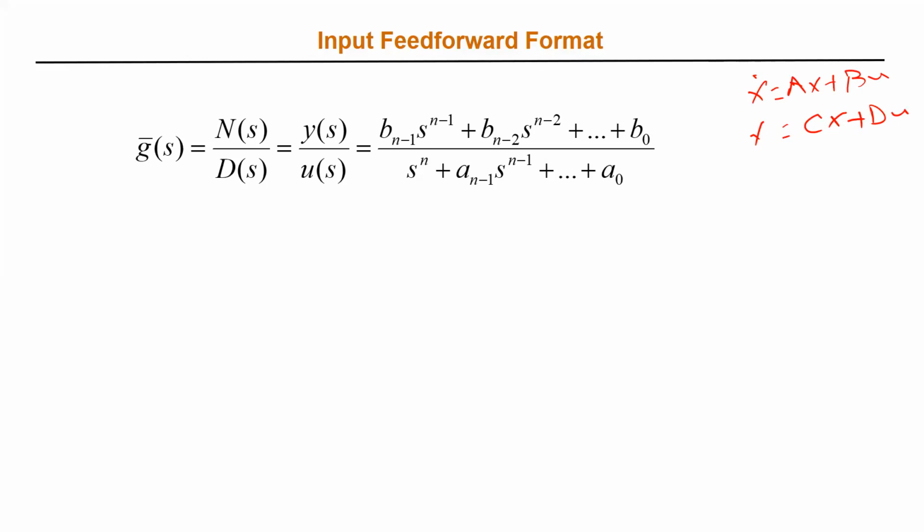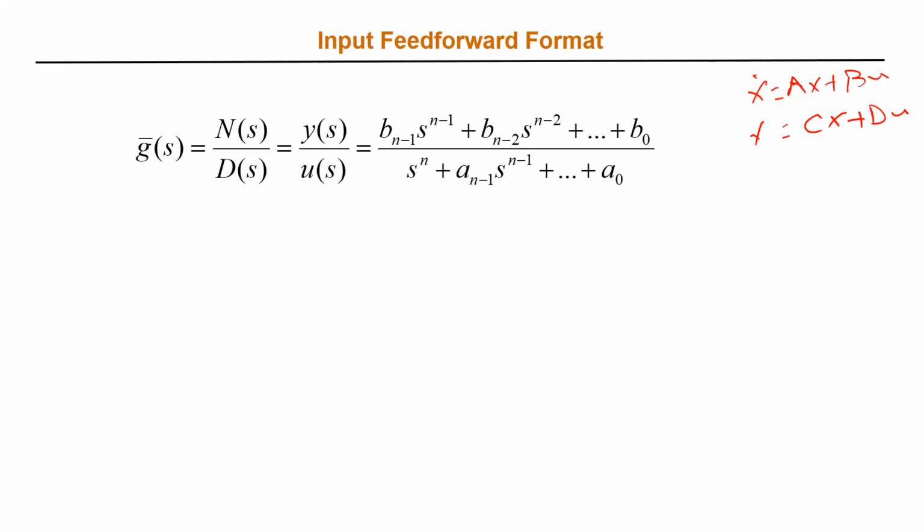I can go between the one which we are going to derive and the phase variable canonical form. They are related. If you have one, you can get the other. So let's proceed.